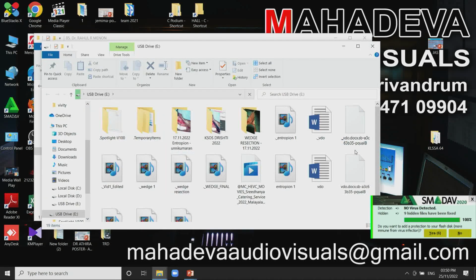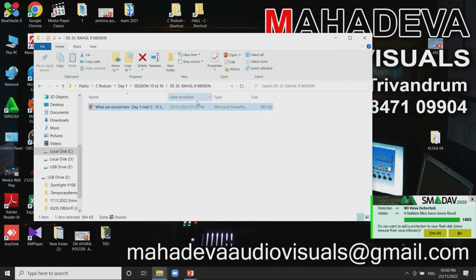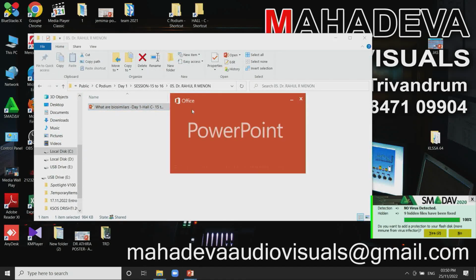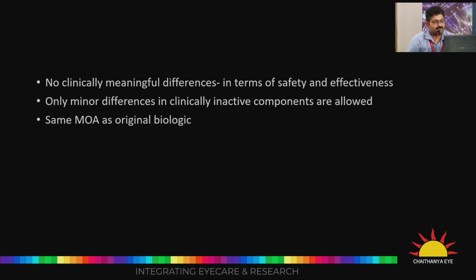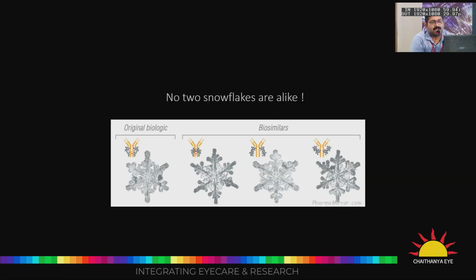The topic is, what are biosimilars? They are very similar to the FDA approved innovator drug, but not identical. Also, they are developed using cell lines that are unique to a given manufacturer and using different purification processes. So they should not have any clinically meaningful difference in terms of safety and effectiveness from the original drug. Only minor differences in clinically inactive components are allowed, and they should have the same mechanism.